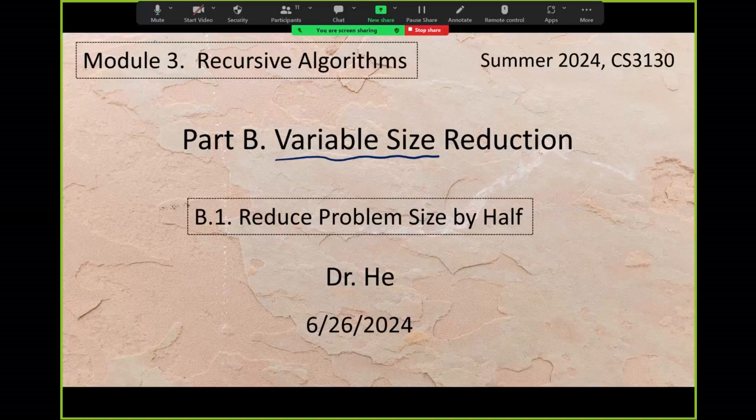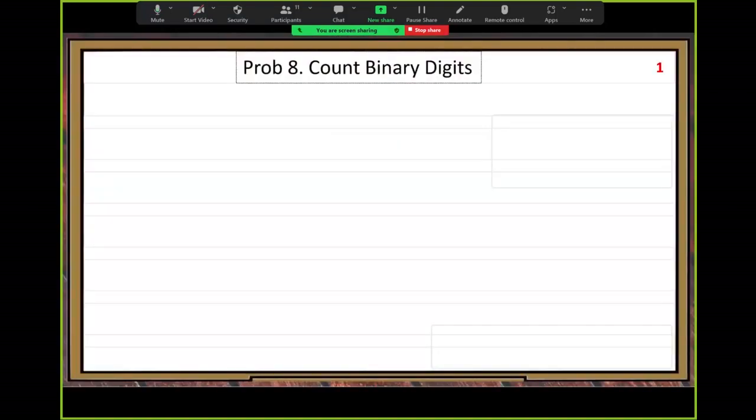All right. B.1, reduce problem size by half. Half size reduction. So look at the example. Problem number 8. Count binary digits. Given an integer, we want to count the number of binary digits. Binary digits are actually the bits, right? We want to count the number of bits in the binary representation of an integer n.